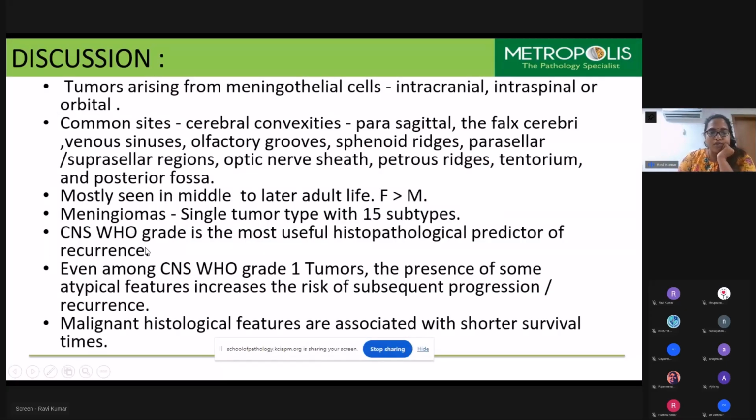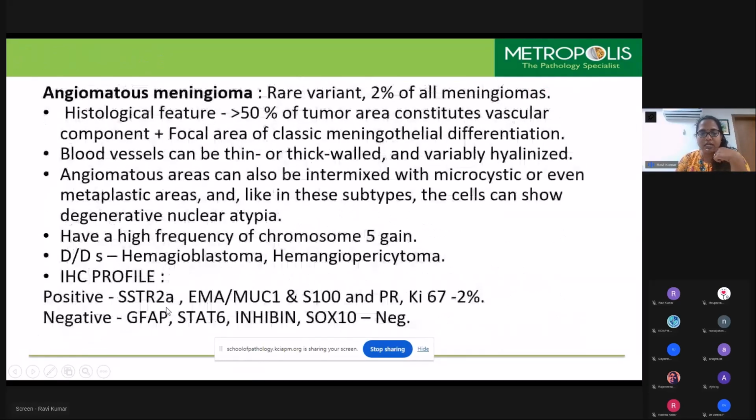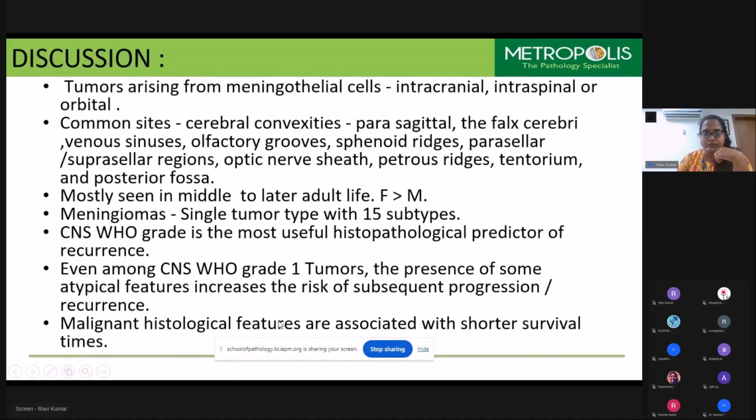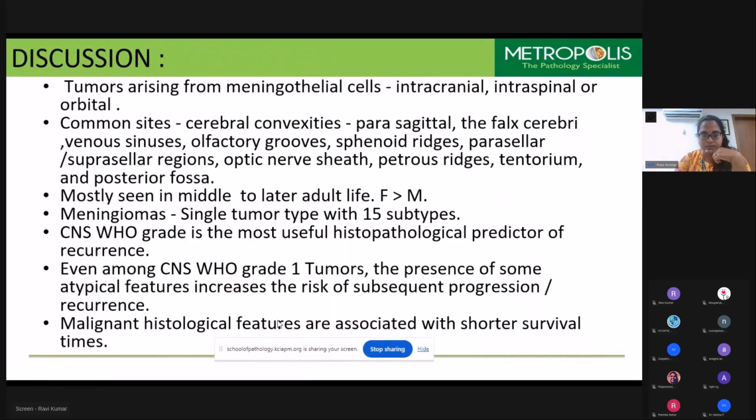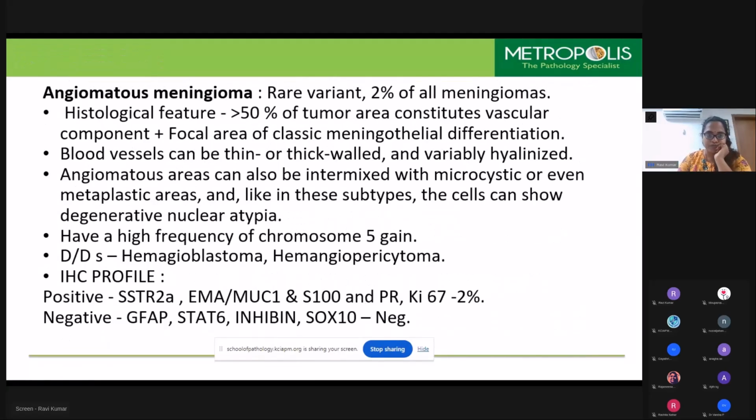The CNS WHO grade is the most useful histopathological predictor of recurrence. Even among CNS WHO grade 1 tumors, the presence of some atypical features increases the risk of subsequent progression or recurrence. This is the importance of always giving out the negative findings. And the malignant histological features are associated with shorter survival times. Rhabdoid type is a rare variant.